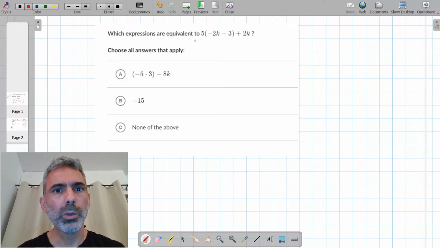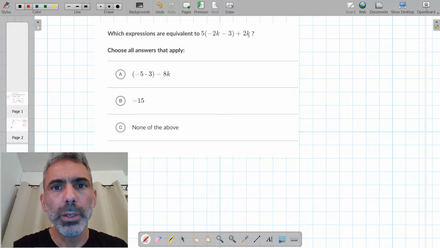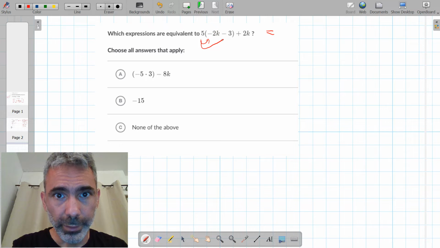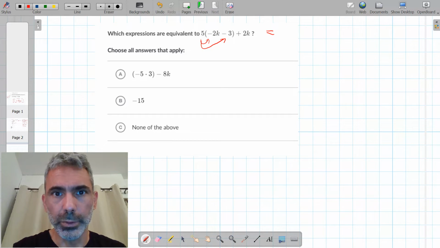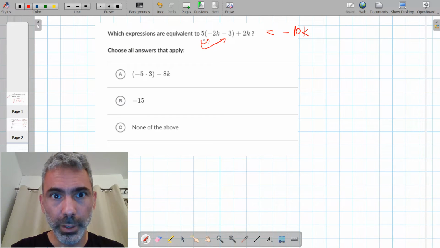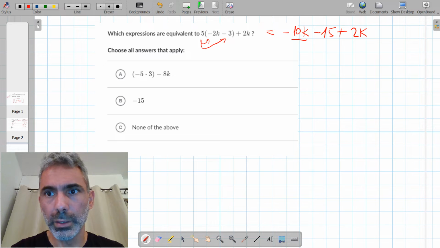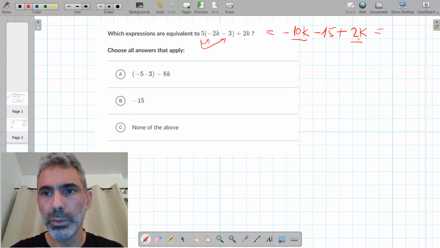Which expressions are equivalent to 5 times minus 2k minus 3 plus 2k? So in this expression, we need to distribute the 5 to the two terms within the parentheses. So 5 times minus 2k is minus 10k, and 5 times minus 3 is minus 15, plus 2k, and then we can combine these two terms: minus 10k plus 2k.